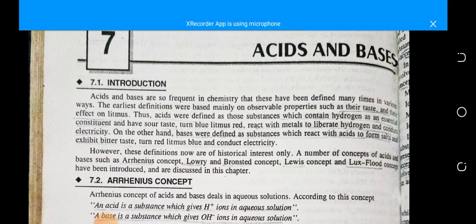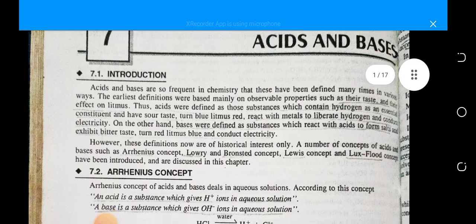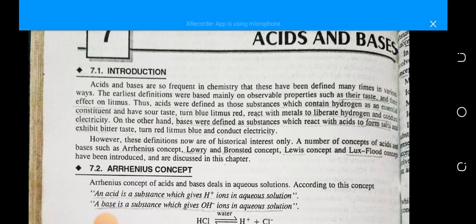Introduction. Acid and base are so frequent in chemistry that these have been defined many times in various ways. The earliest definitions were based mainly on observable properties such as their taste and their effect on litmus. Thus acids were defined as those substances which contain hydrogen as an essential constituent and have a sour taste, turn blue litmus paper red, react with metal to liberate hydrogen and conduct electricity.